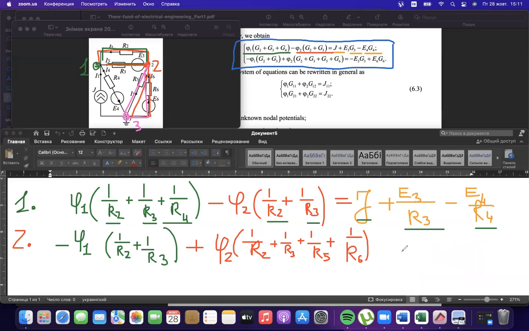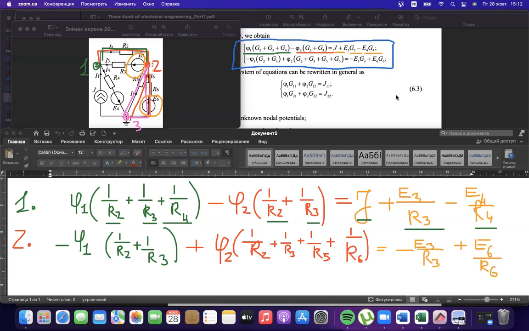And it equals the sources. The sources near potential number 2 are source number 3 and source number 6. As we see, source E3 is in the opposite direction, so it is minus E3 over R3, and plus E6 over R6.